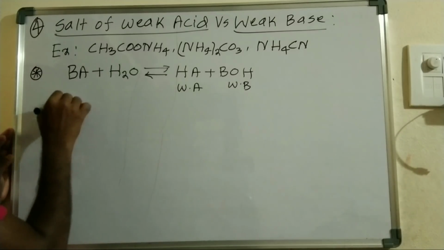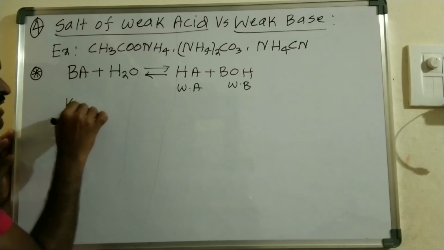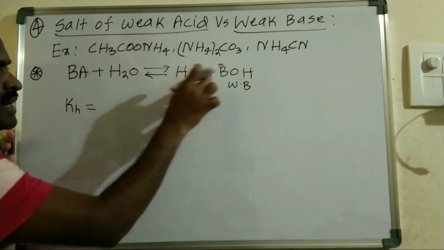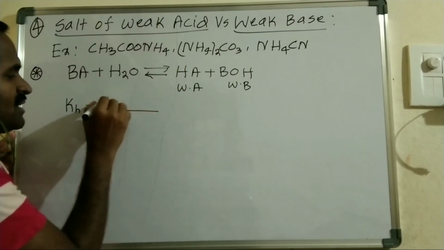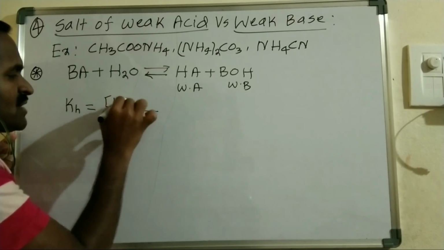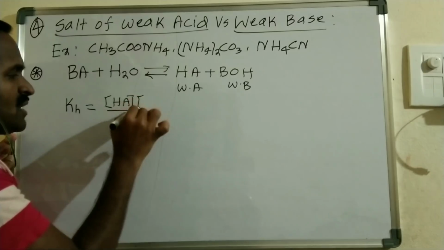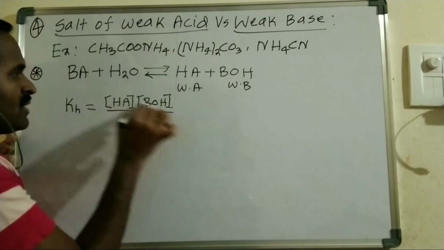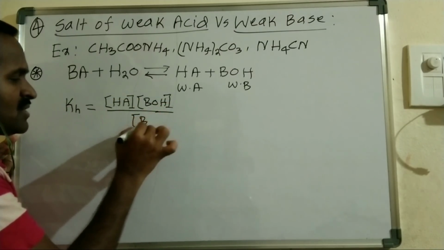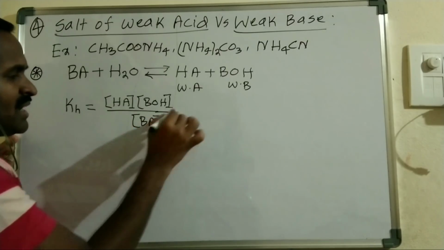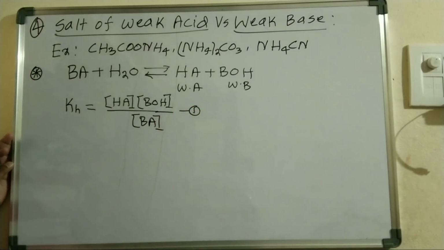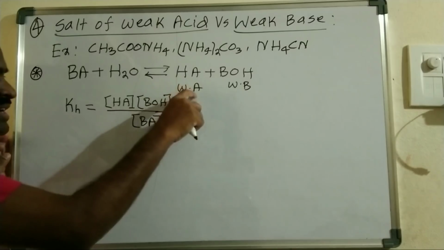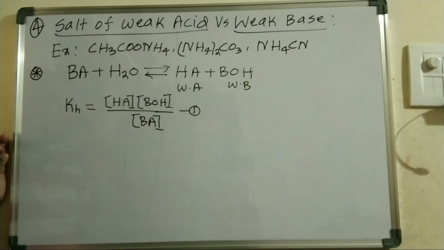For this, I will write the hydrolysis constant Kh equals the product of the molar concentrations of the products, that is, HA concentration into BOH concentration, divided by the salt concentration, that is, BA concentration. Let us take this as equation 1. In this particular salt hydrolysis, a weak acid as well as a weak base is formed. The weak acid is HA and the weak base is BOH.